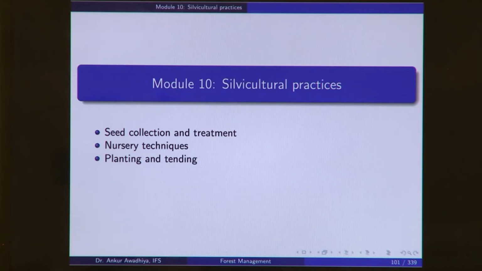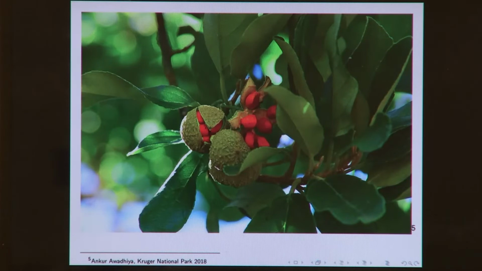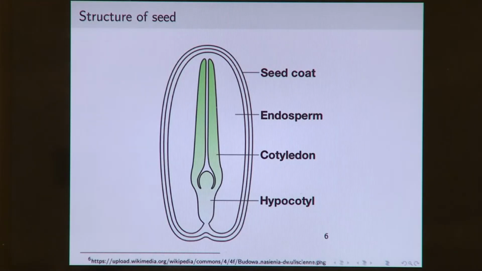Now, in module 10, we looked at silvicultural practices, that is seed collection and treatment, nursery techniques, planting and tending. In seed collection, we defined seed as an embryonic plant that is enclosed in an outer protective coating. This is how seeds look. You have an outer protective coating in the form of a seed coat, and you have the embryonic plant, which is shown as the cotyledons, which are the leaves, and the hypocotyl, and there is endosperm, which provides food to this embryo.